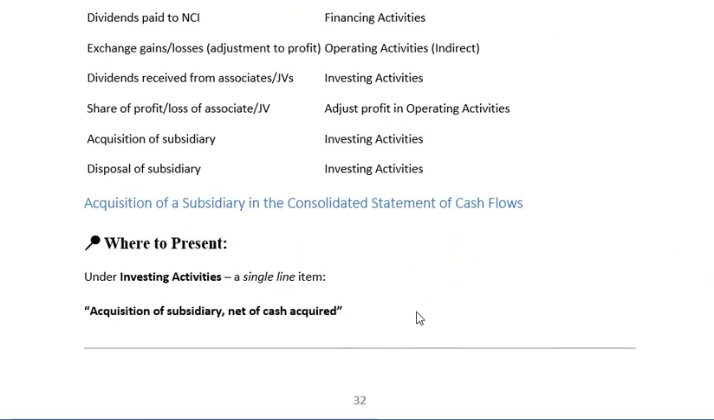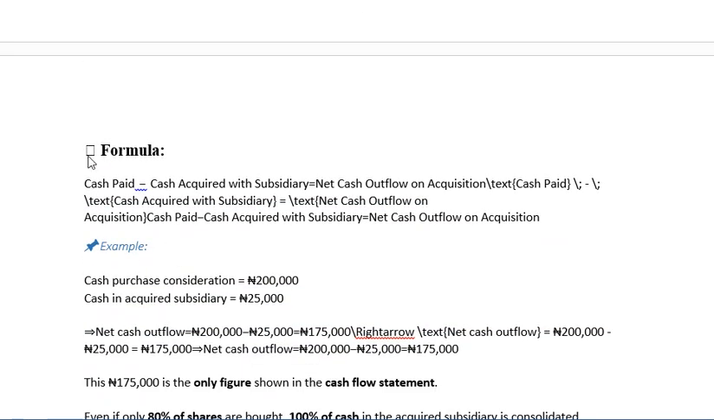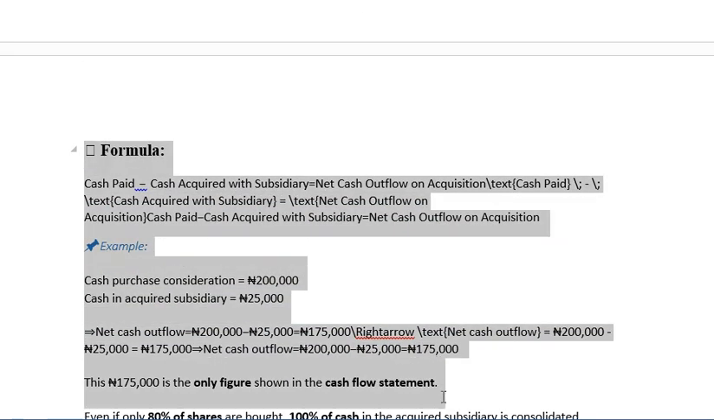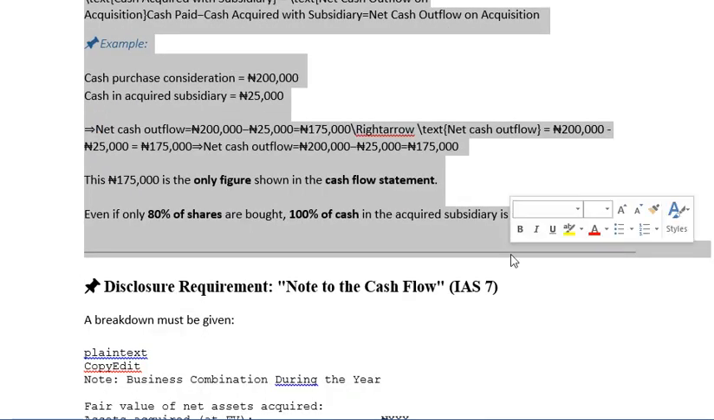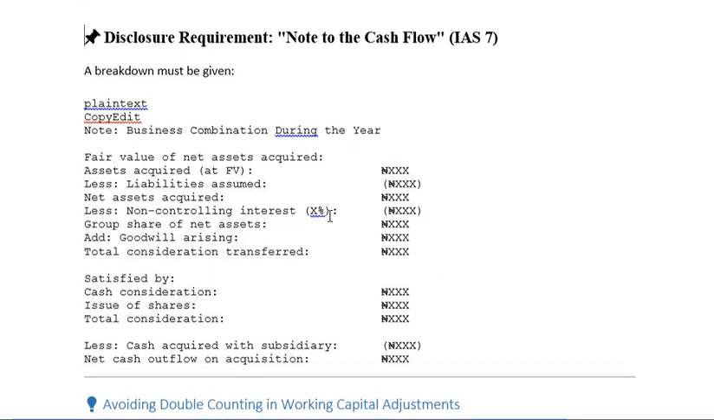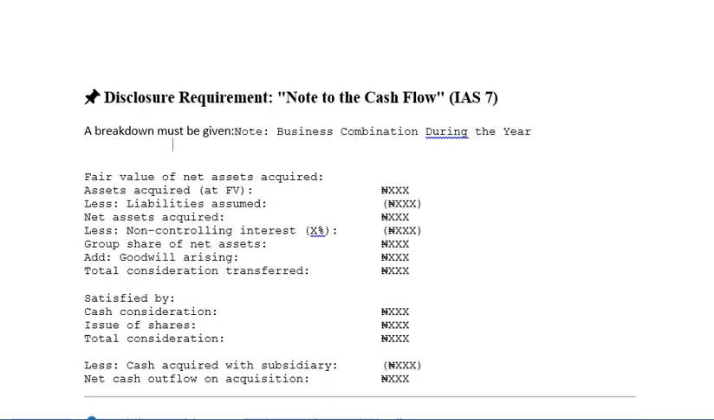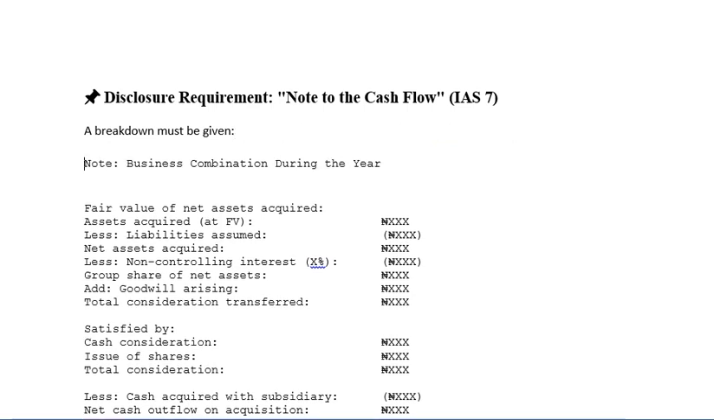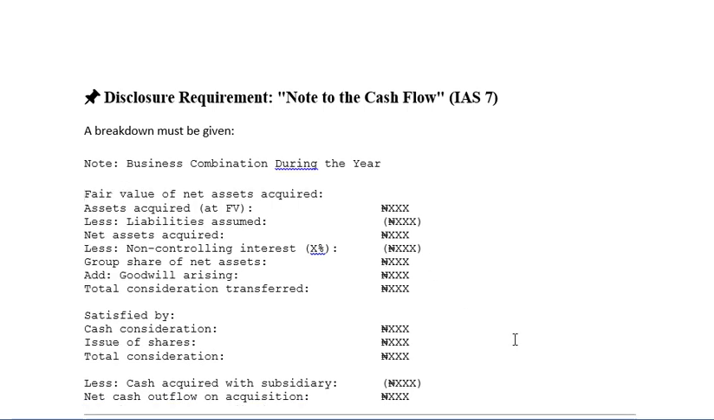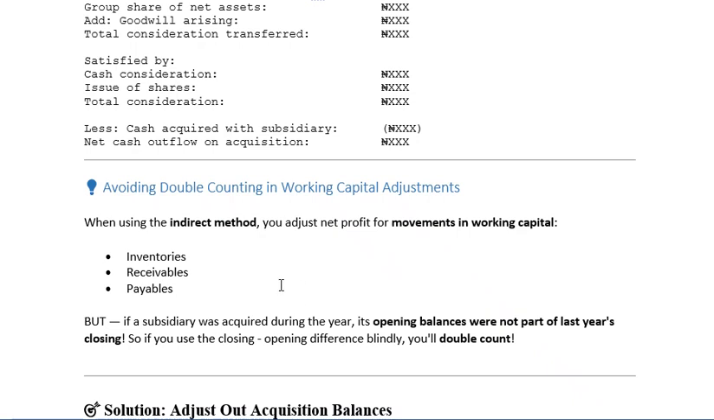Then, acquisition of a subsidiary in the consolidated statement of cash flow. When you acquire a subsidiary, like we said, it will be under investing activity. An example of this will be seen in our notes. We have a breakdown here for where we have a business combination during the year. So we have the format here.